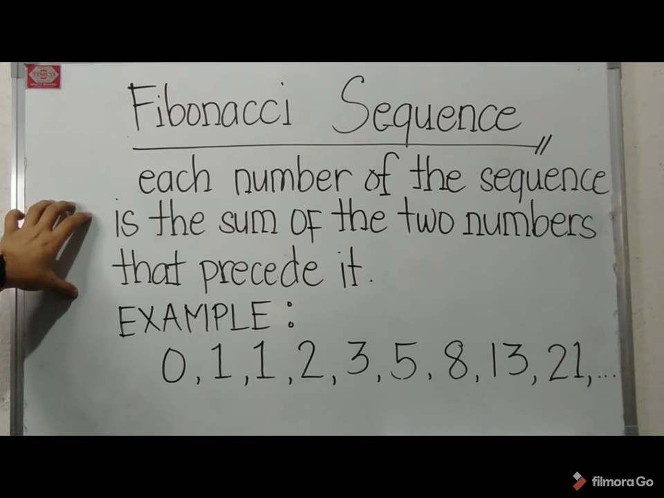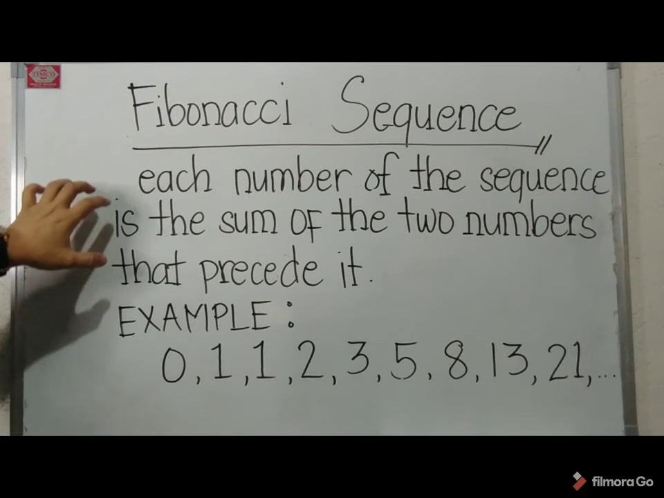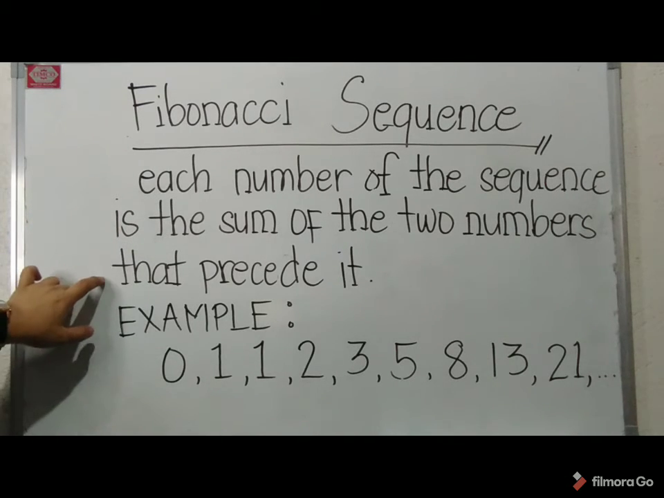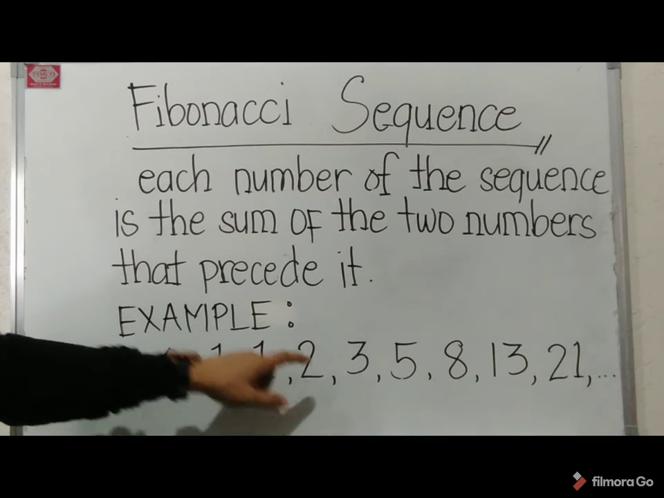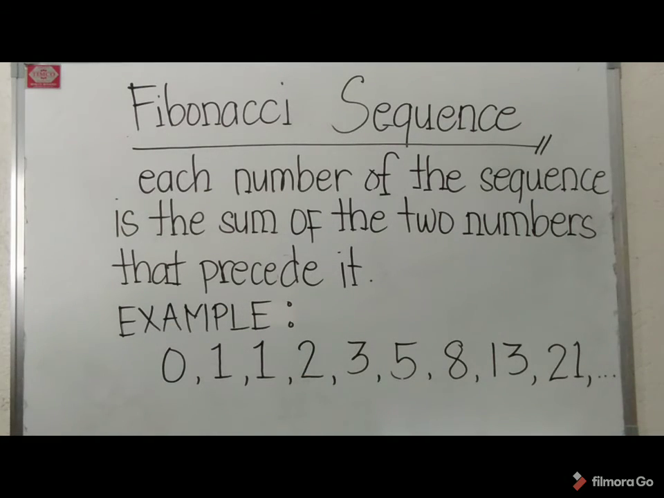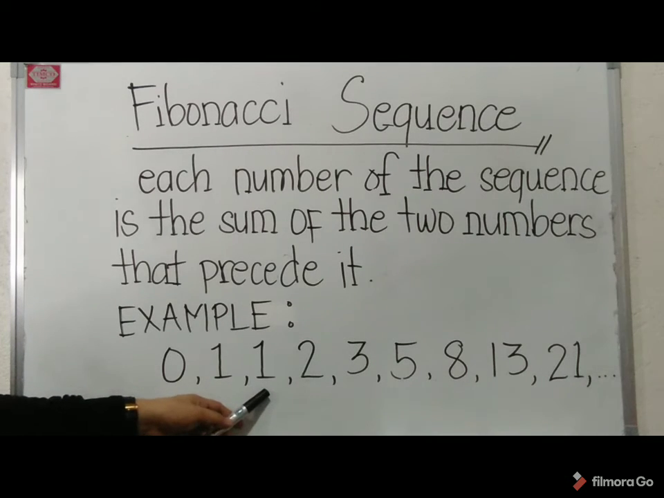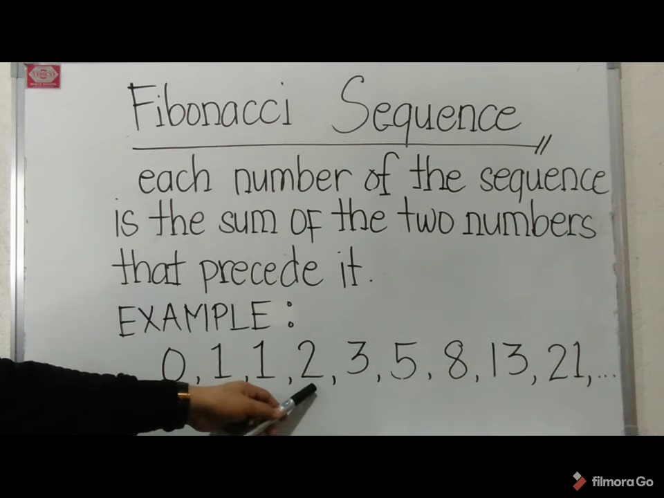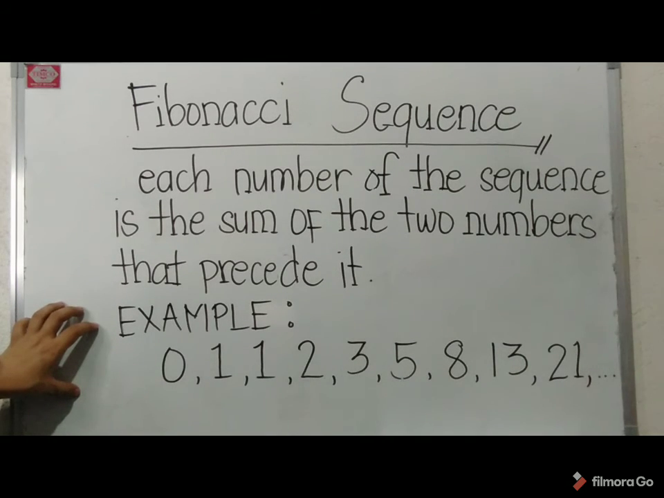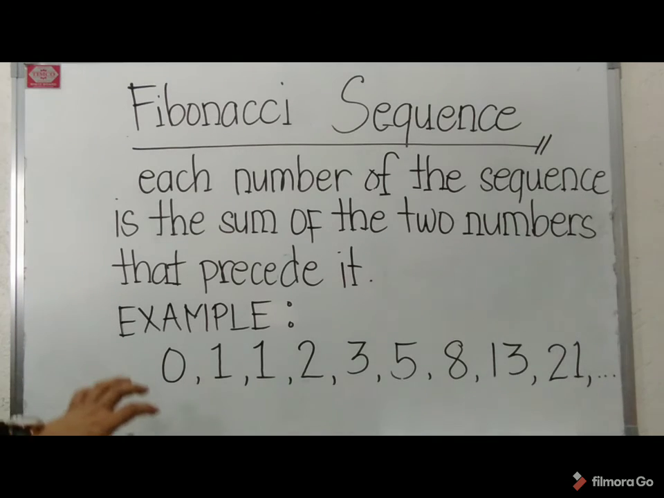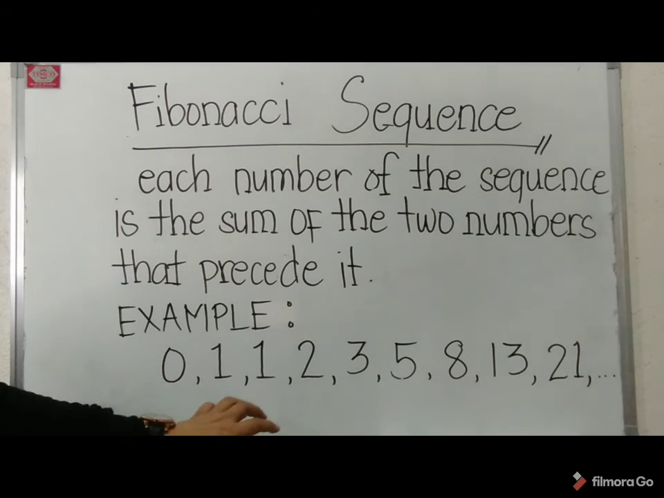So, sabi nga natin dito sa Fibonacci sequence, each number of the sequence is the sum of the two numbers that precede it. So, for example, 0, 1, 1, 2, 3, 5, 8, 13, and 21, and so on. Ano yung mapapansin natin dito sa mga given numbers? Paano tayo nagkaroon ng 1? Paano nagkaroon ng 2? At paano naging 3? Yung sunod na term. So, sabi dito sa Fibonacci sequence, so sum daw ng preceding term ang next term.